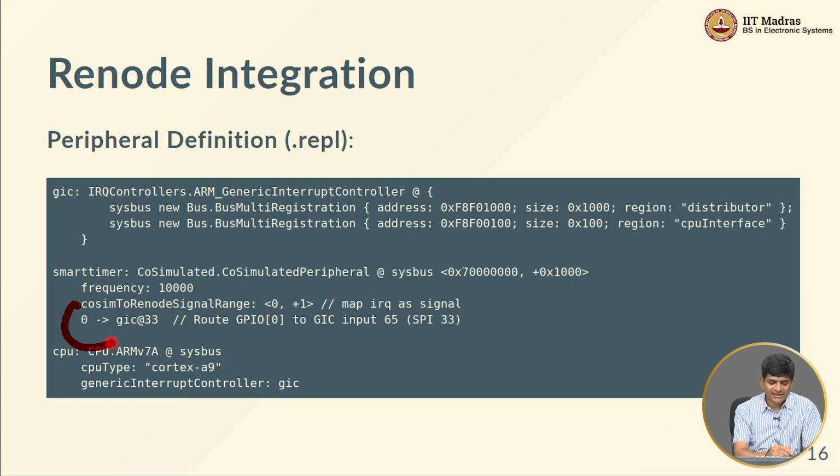And what we say is that signal, the signal number 0 of what we have over here, gets connected to the GIC at interrupt location number 33. And as we saw earlier, we want it to actually be on the SPI, the shared peripheral interface, which means that it will actually get connected to the input number 65 of the GIC. So that computation is performed internally, Renode handles that automatically for us. So that is basically what we need to specify.